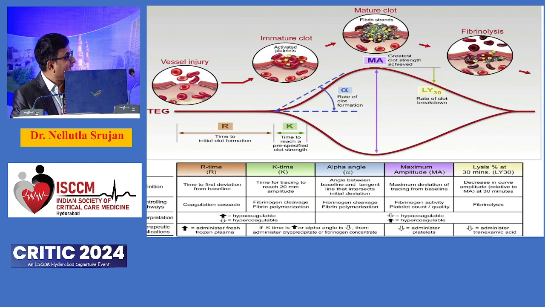Here also, if the angle is decreased, it is hypocoagulable, and if it is increased, it is hypercoagulable, and you need to administer platelets. The next comes the lysis, the rate of clot breakdown at 30 minutes, and then at 60 minutes, where there is a decrease in the curve at 30 minutes. This is the place where fibrinolysis starts, and if it is decreased, we need to start tranexamic acid.